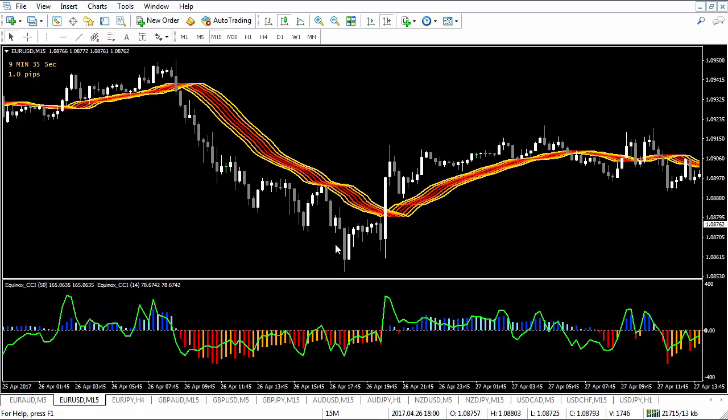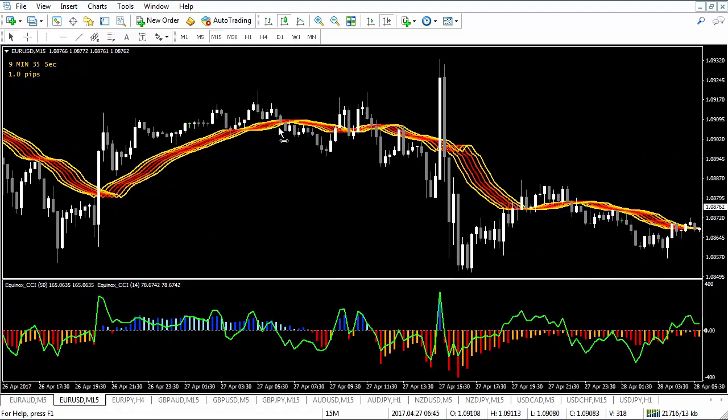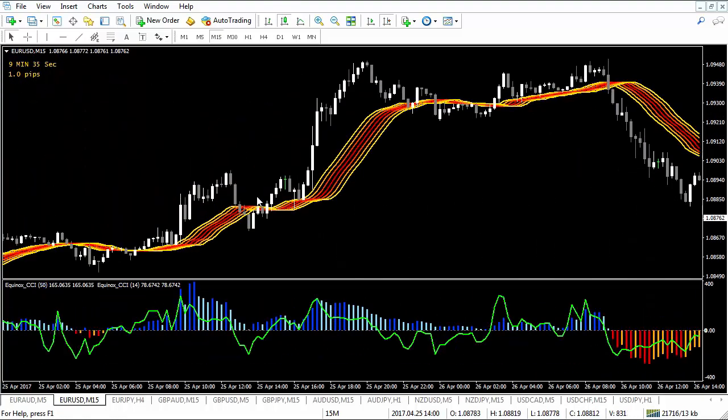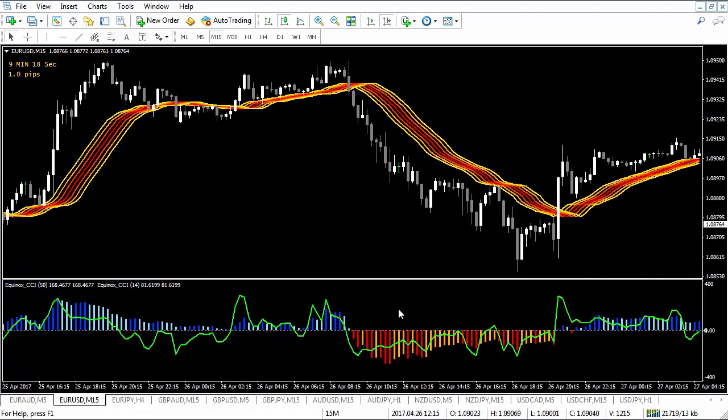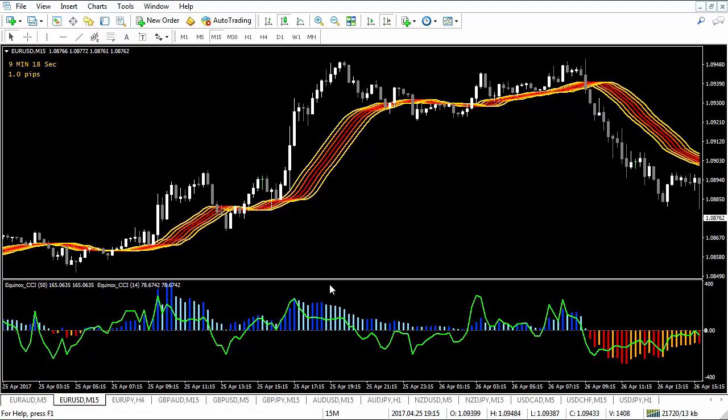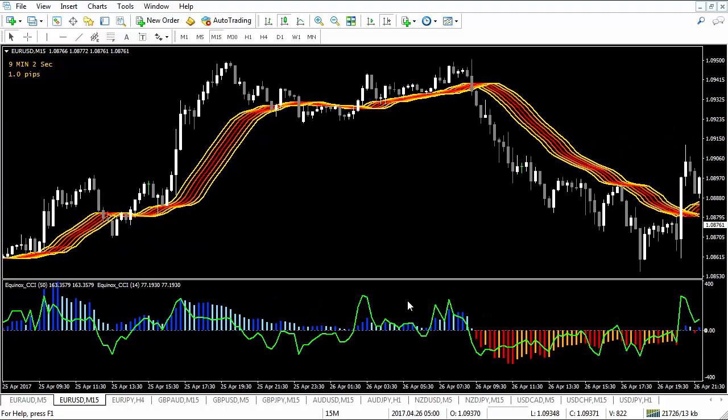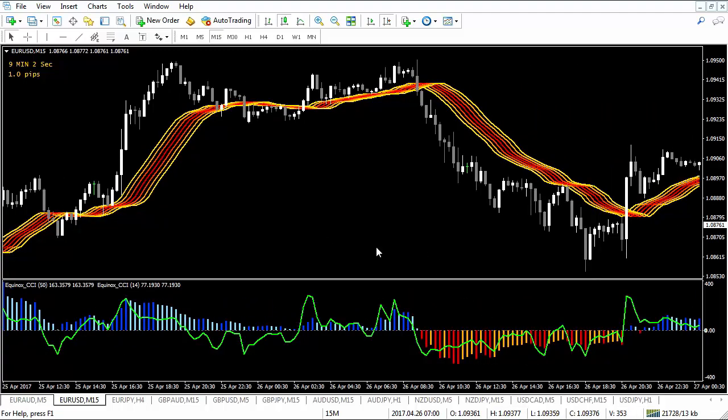Now, we've got more to it than this. We have a bias. So we're going to take a look at the CCI underneath. It's composed of 2 parts, a histogram and the green signal line. Now the histogram, when it's bullish, is blue, and when it's bearish is red. So when we're looking at this histogram, we are looking at it from a standpoint of bias. What is the direction that we want to be trading in? So if the histogram is blue, we're looking at trading long. Now we're looking at buy trades only. When the histogram is red, we're looking at sell trades only.